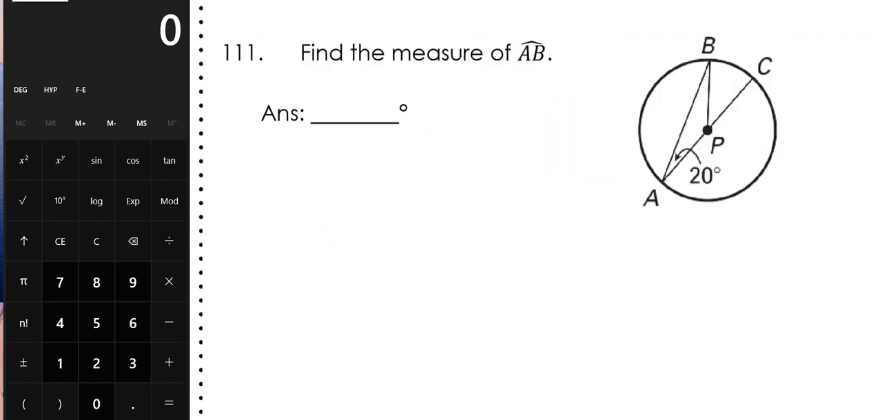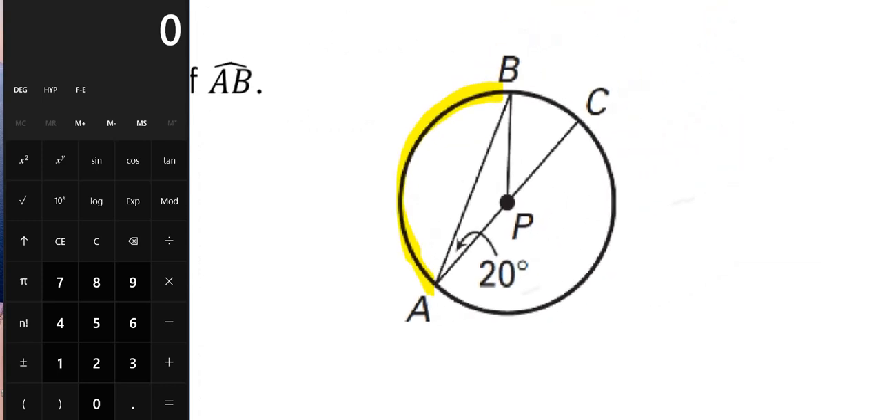111. Find the measure of arc AB. Okay, so they want from A to B, shortest route. Well, there's a couple of things in the diagram I have to pay attention to. Let me zoom in on it and let's talk.